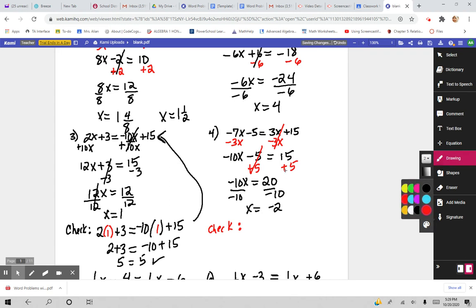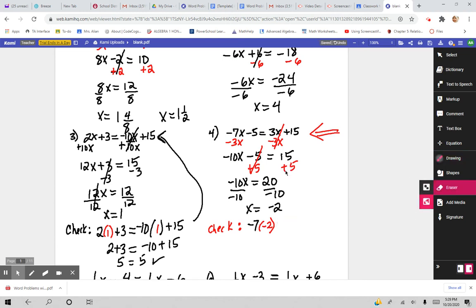So let's go back to the original problem. Let's go back to this problem right here and replace x with negative 2 everywhere it appears. So we have negative 7 times x, which we're going to replace with negative 2, minus 5. Let me go back and use black. Minus 5 equals 3 times, okay, we claim x is negative 2, so replace x with negative 2 plus 15.